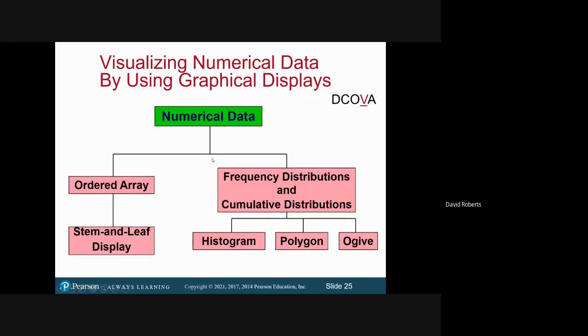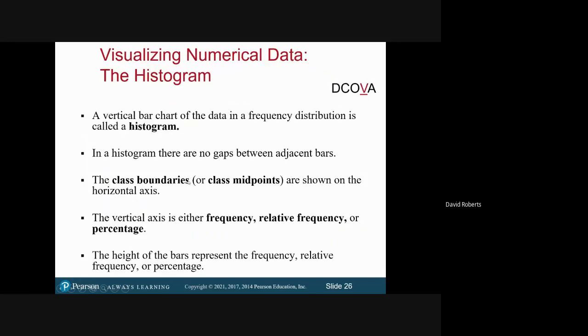So here's again a summary. All right. Histogram is a bar chart with gaps. Okay. Well, sorry, there are no gaps with a histogram. Sorry. All right. The class boundaries we talked about, the frequency, the relative frequency, and the percentage. And you can do it in percentage, which a lot of people prefer. And of course, as we're well aware, the height of the bar represents the frequency.